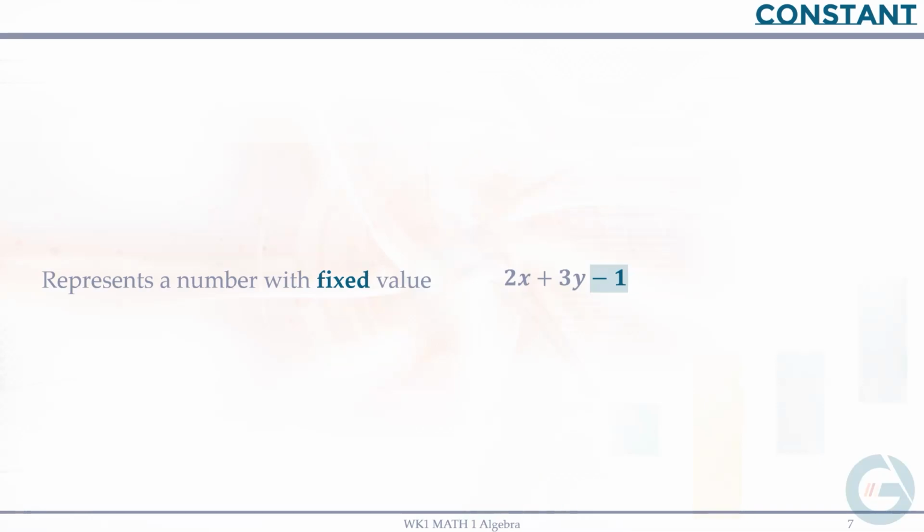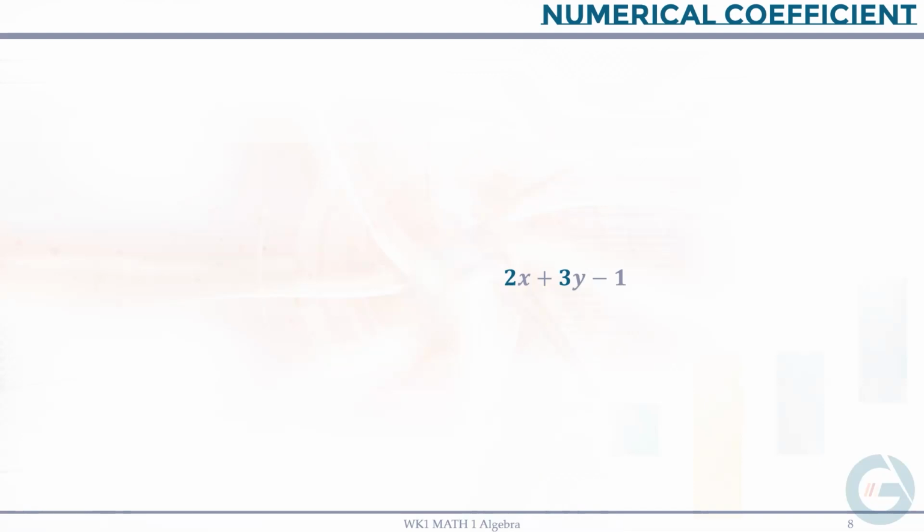So another part of this algebraic expression is the numerical coefficient or simply coefficient. So this is a constant number or a fixed value, but this is beside the variable. So it tells how many times the variable is being multiplied. In our case, we have these 2 and 3. So the numerical coefficient of x is 2, which means whatever value you assign to x, you multiply it twice. And the coefficient of y is 3. So whatever value you assign to y, you multiply it 3 times.